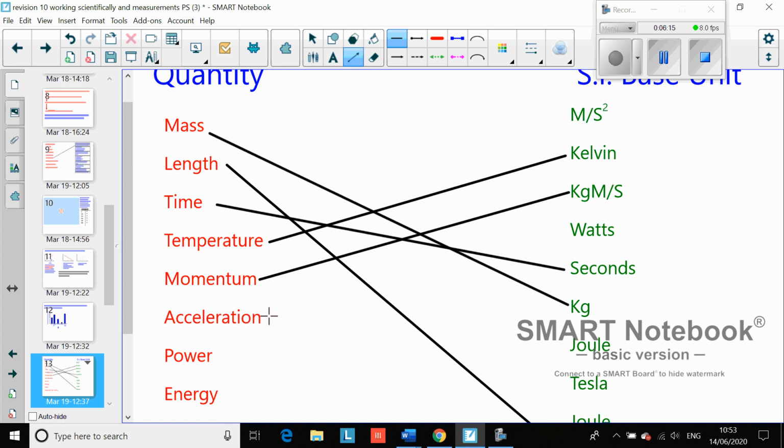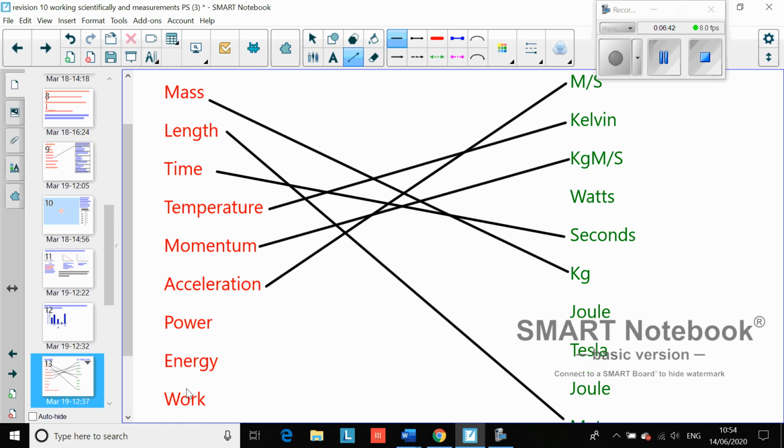Acceleration is a measure of how quickly an object changes its velocity. So, say for example, you've got an object that's going fast and then it slows down, then its velocity is changing. And how quickly that velocity changes is its acceleration or deceleration. So it's meters per second, which is meters per second squared.